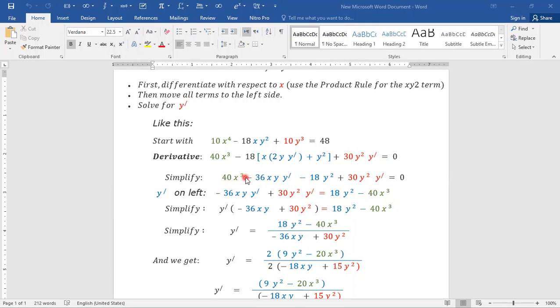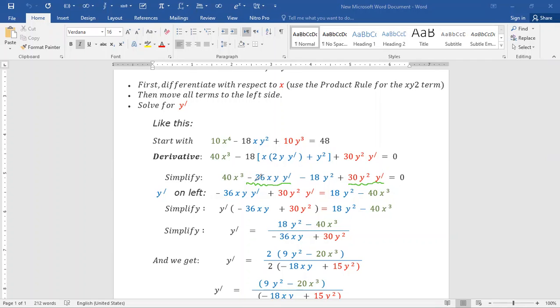Now write the y prime terms on the left side. Which terms have y prime on the left side and which are without y prime on the right side? Which one has y prime? Which one is without y prime? You can see this term has y prime, and this term has y prime. And this term, we move it to the right side. This one and this one go to the right side, because this term is without y prime.